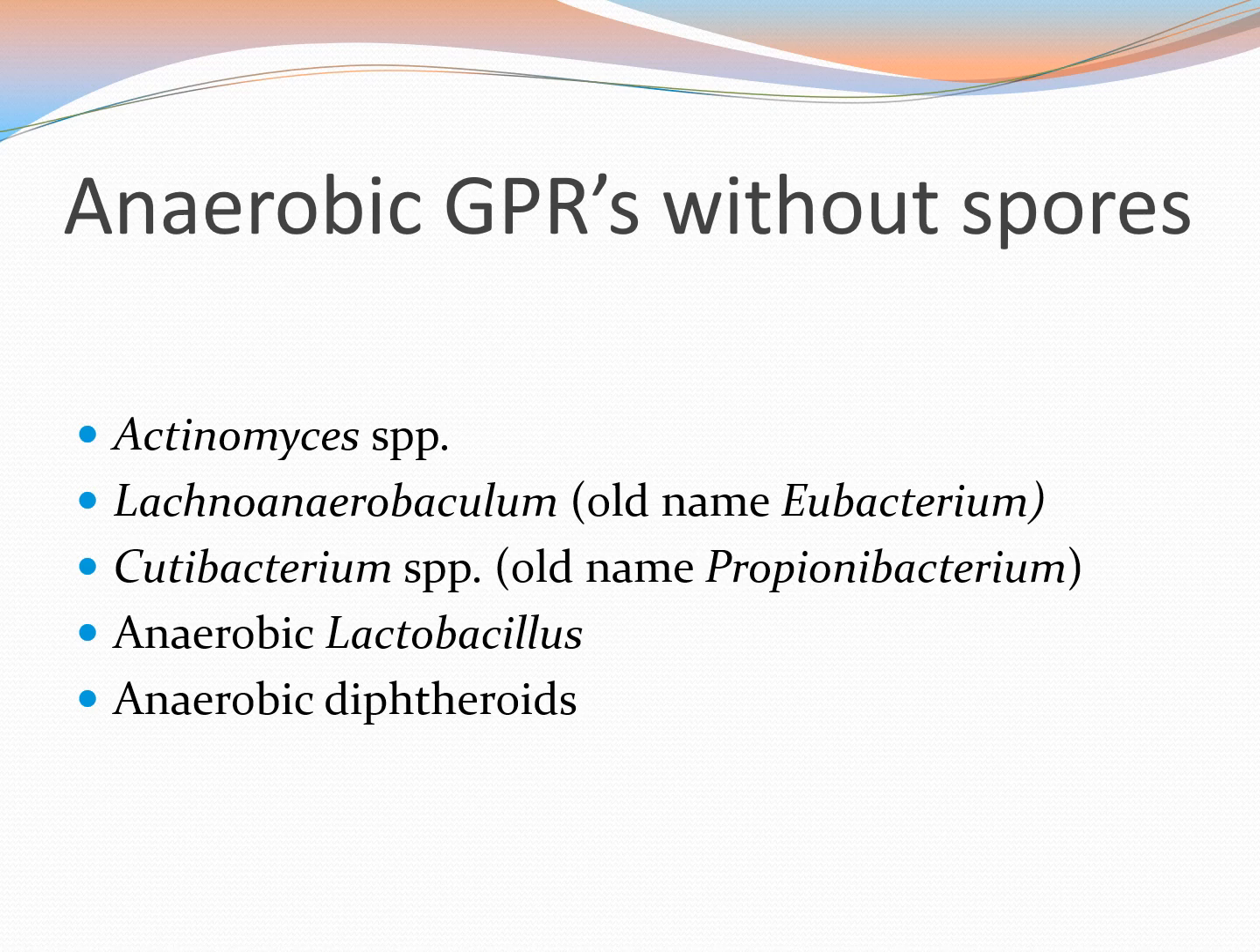Those would include organisms such as actinomyces, Lactobacillum, which the old name for that is Eubacterium. You might want to write that down. Cutibacterium, the old name was Propionibacterium, anaerobic lactobacillus, and anaerobic diphtheroids. These are all anaerobic gram-positive rods that do not have spores.